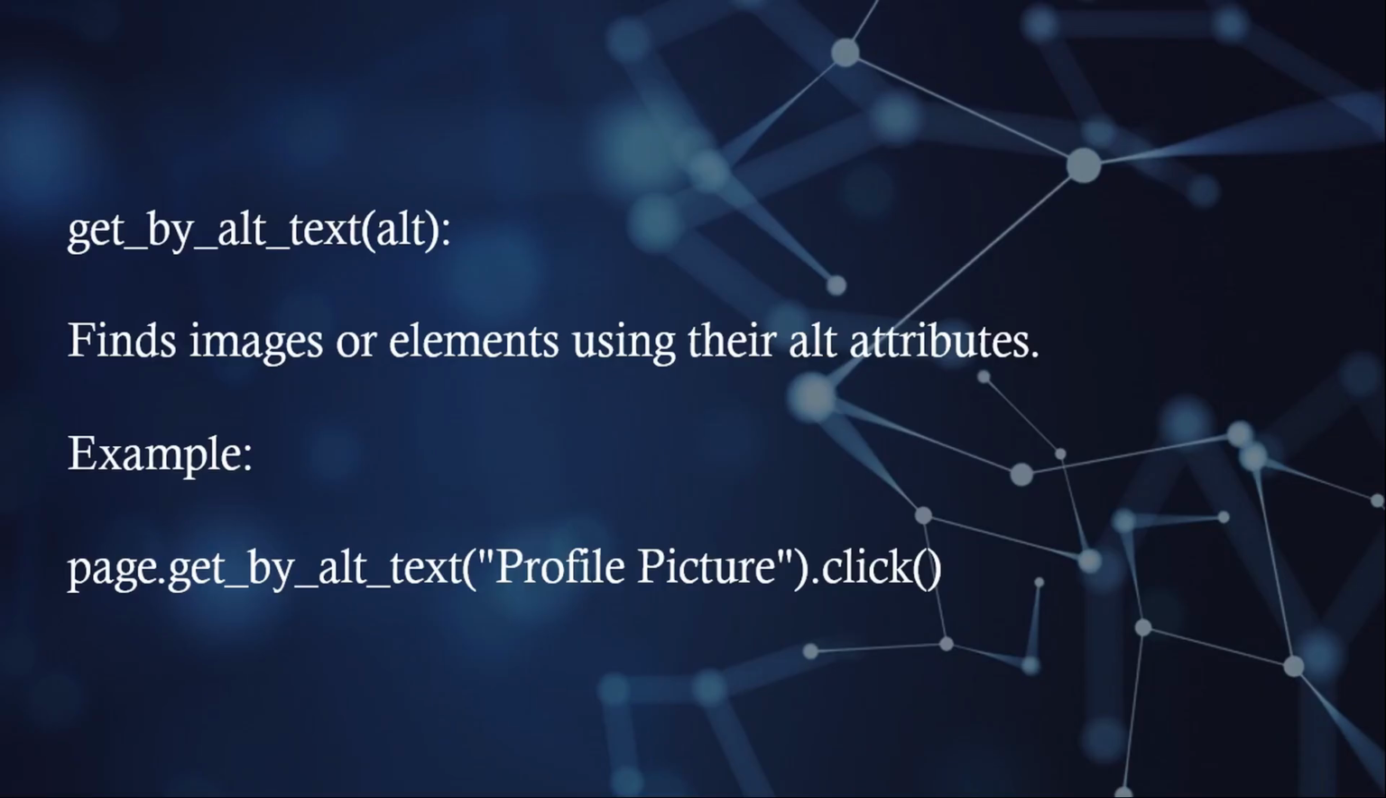So the next one is get by alt text. This locator is used to get the element by the alt attribute. Alt attribute usually comes under the image tag. For this attribute also, I don't have an example in the Python website. So you can see this example. It will be exactly like this: page.getByAltText profile picture.click. So here profile picture is the alt attribute.